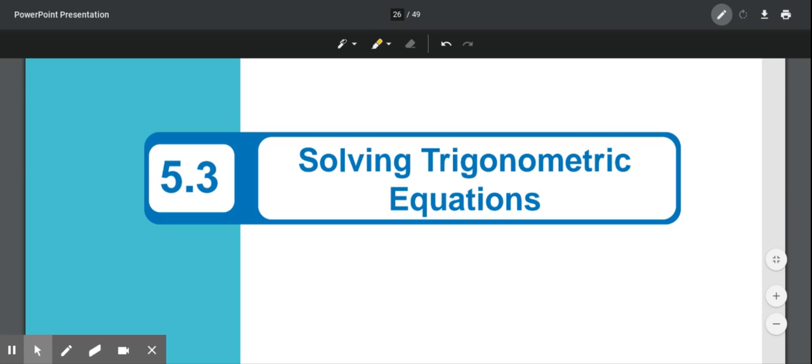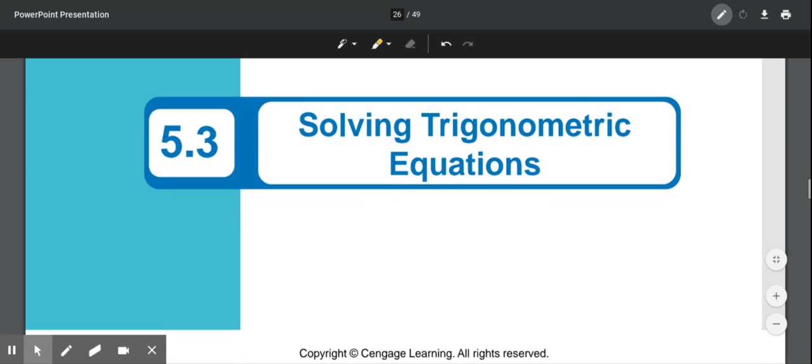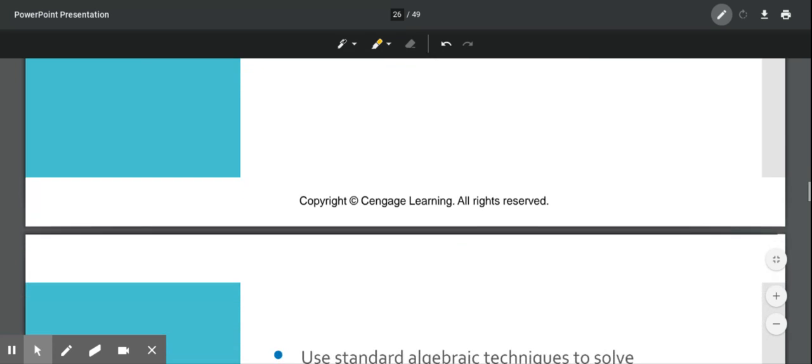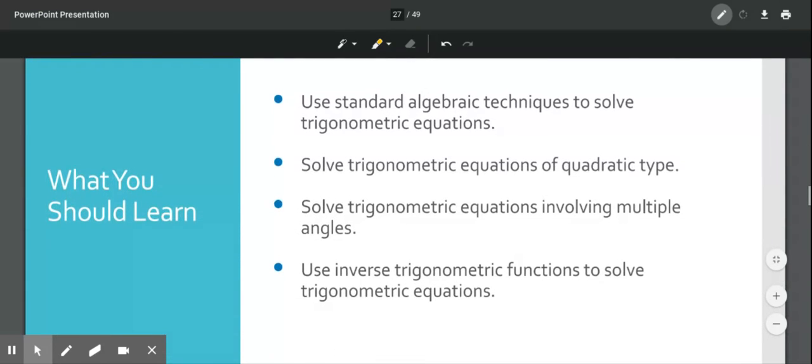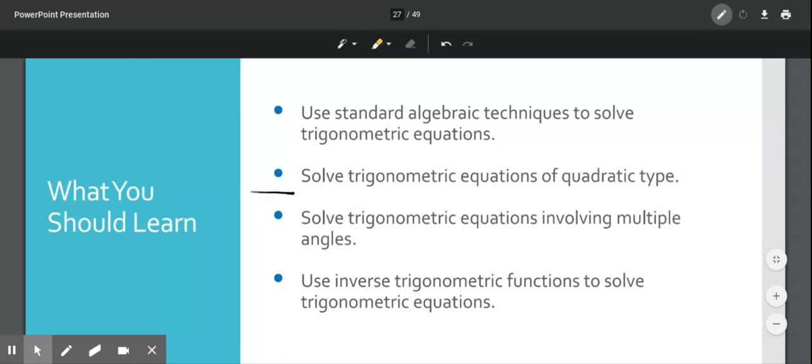All right, section 5.3, we're going to solve trigonometric equations. So we're actually going to look and find the value of the variable in your equations. We split this up into 2 days. So these first two objectives are the day one. We end up doing them in the same class period, but what happens is we're going to split this up into 2 different sections of notes.